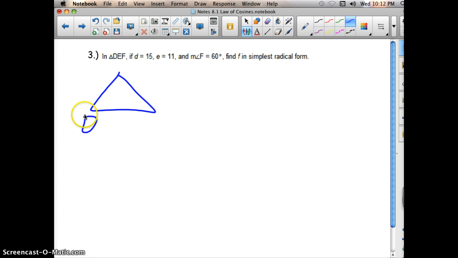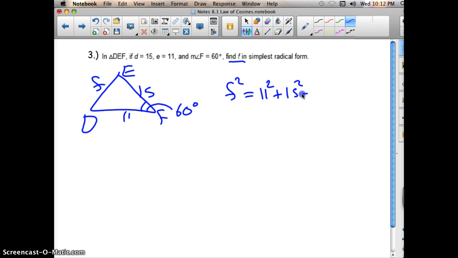D, E, F. Little d is 15. Little e is 11. And the measure of angle F is 60 degrees. So now, this is very, very similar to example number 2. I'm supposed to be finding little f here. So little f goes there, and that is across from the angle that I have the 60 degrees for. So f squared equals 11 squared plus 15 squared minus 2 times 11 times 15 times the cosine of 60.